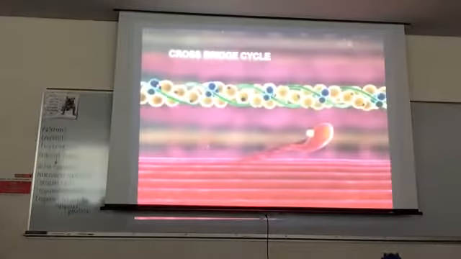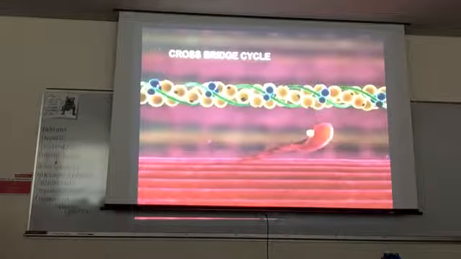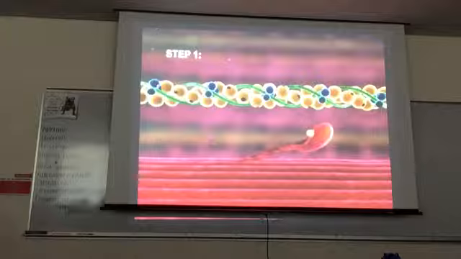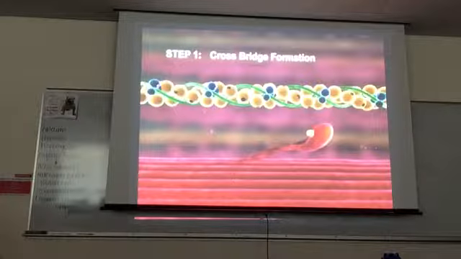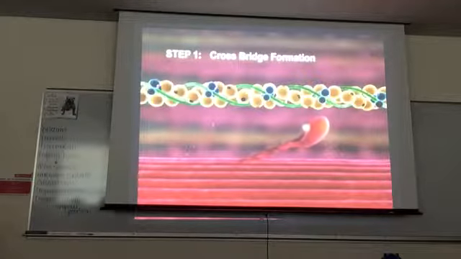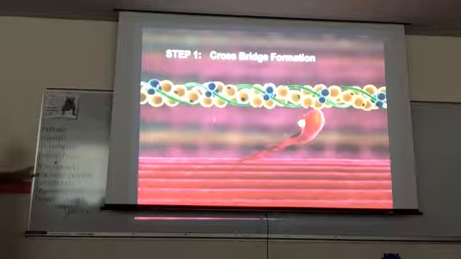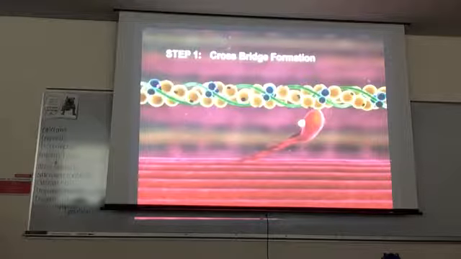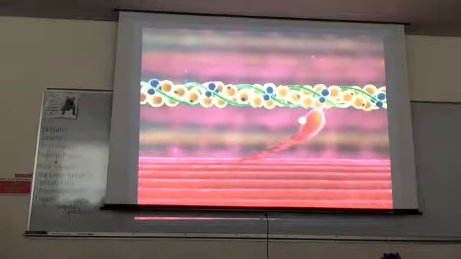A cross-bridge cycle may be divided into 4 steps. Step 1. Cross-bridge formation. The activated myosin head binds to actin, forming a cross bridge. Inorganic phosphate is released, and the bond between myosin and actin becomes stronger.